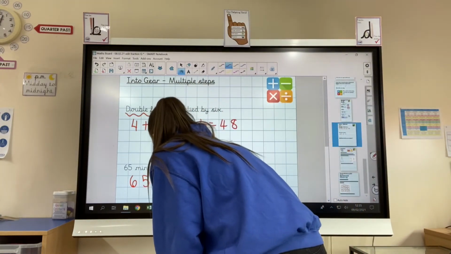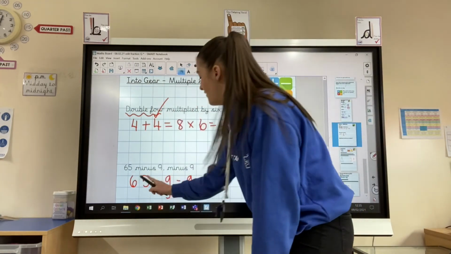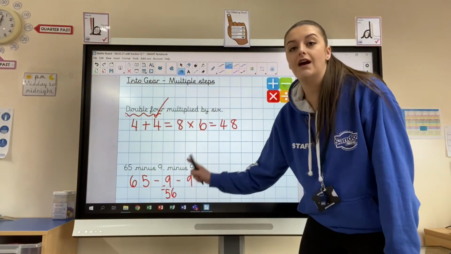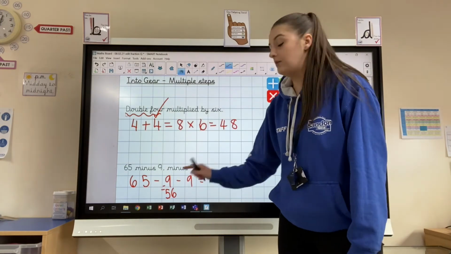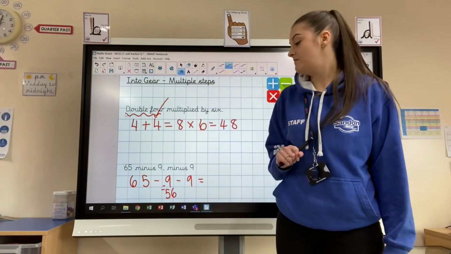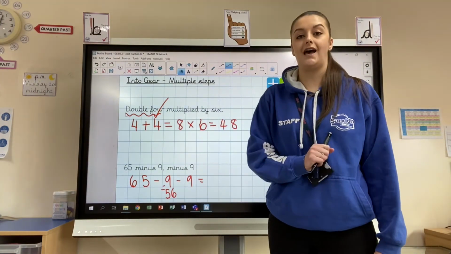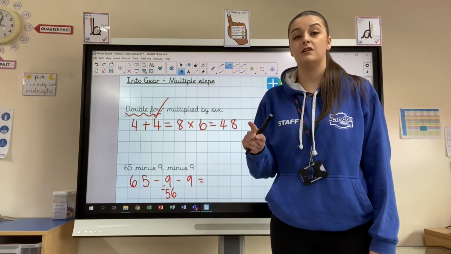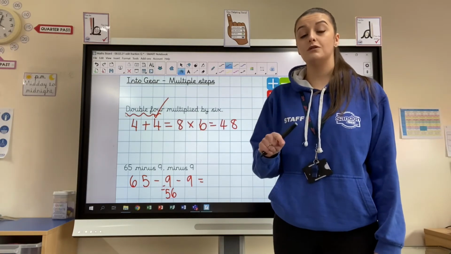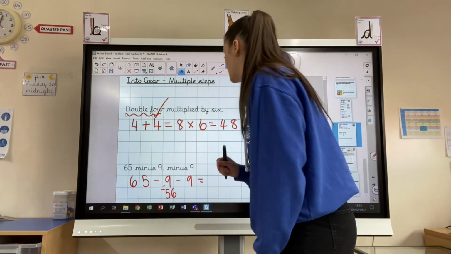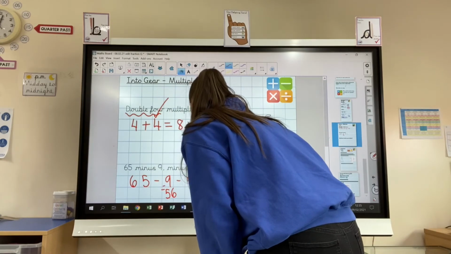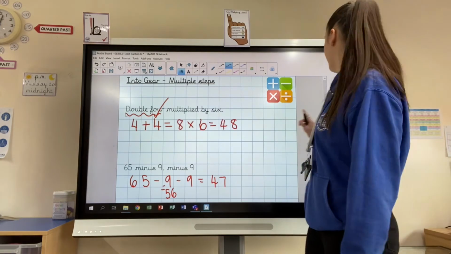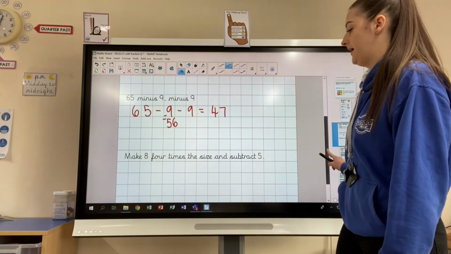I'm going to write a note of that there, because 65 subtract 9 is 56, and now I need to take away another 9, that's the second step. I'm going to take away 10 again, and add 1 back on, so 56 take away 10, that's 46, but I've taken away 1 too many, so 46 add 1 is 47, okay? So 65 minus 9 minus 9 is 47, okay?